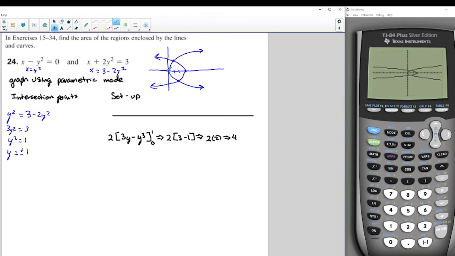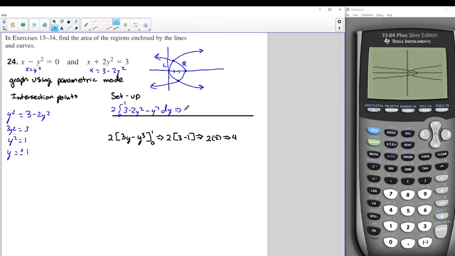Now, instead of integrating top minus bottom, we can't do top minus bottom because that's really the same function. So now we're going to do right minus left. So we have the right function minus the left function. But instead of integrating on the x now, we're integrating on the y. These are even functions, symmetric over the x-axis. So we can double and go from 0 to 1 instead of going from -1 to 1. Now the right function is 3 minus 2y squared, and the left function is y squared, dy.